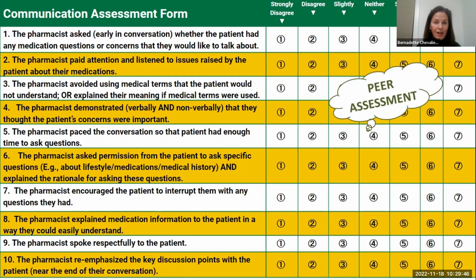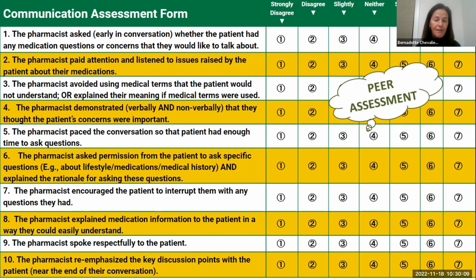Number four, the pharmacist demonstrated verbally and non-verbally that they thought that the patient's concerns were important. So this is related to emotional expression. And I remind learners to use empathetic verbal expressions and nonverbal, such as body posturing, facial expressions, so leaning in, and appropriate facial expression.